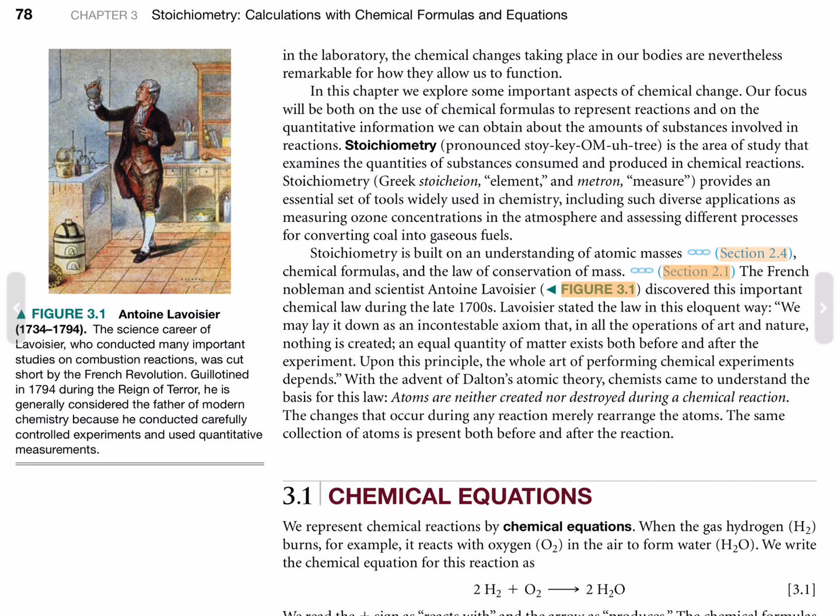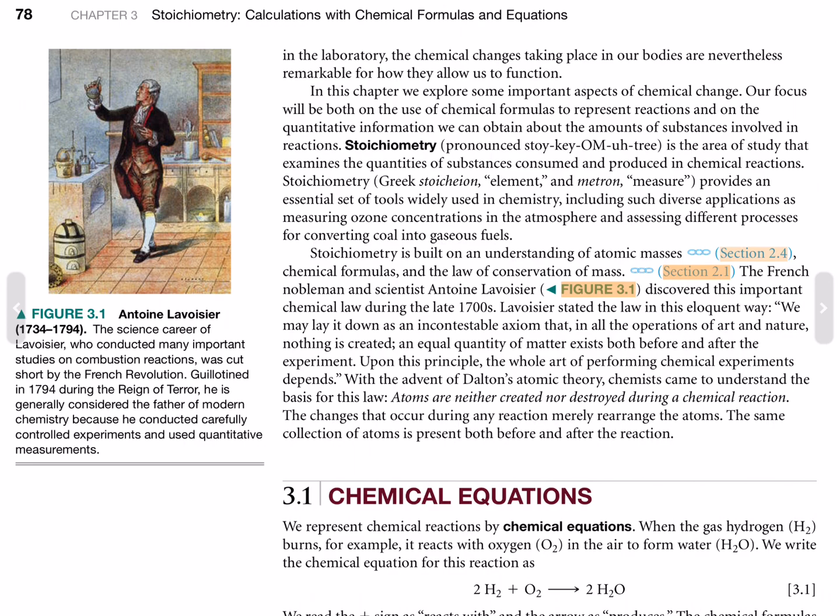Our focus will be on the use of chemical formulas to represent reactions and on the quantitative information we can obtain about the amounts of substances involved in reactions. Stoichiometry is the area of study that examines the quantities of substances consumed and produced in chemical reactions. It provides an essential set of tools widely used in chemistry, including such diverse applications as measuring ozone concentrations in the atmosphere and assessing different processes for converting coal into gaseous fuels.